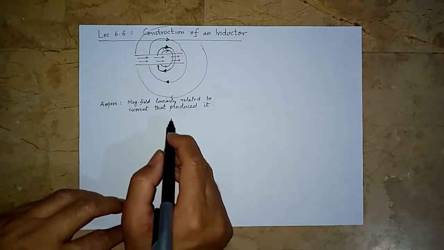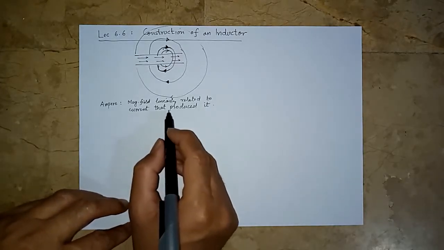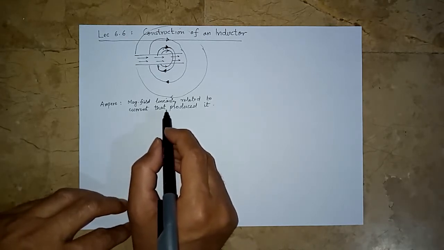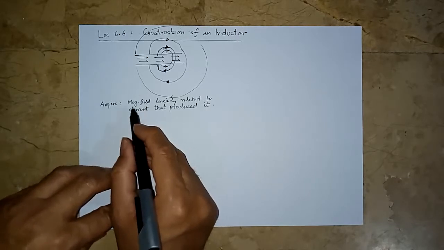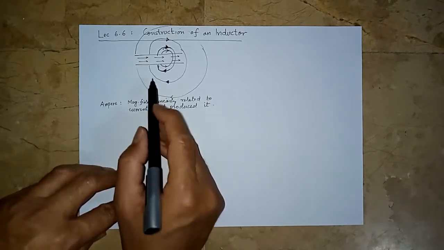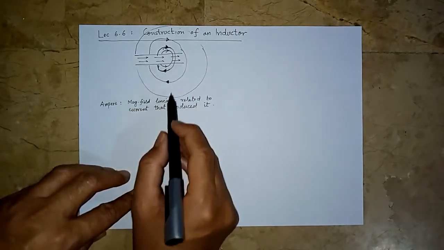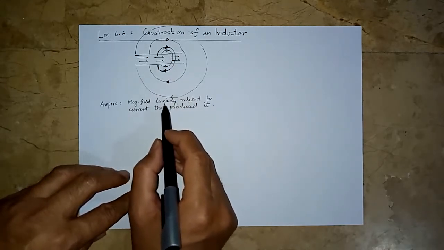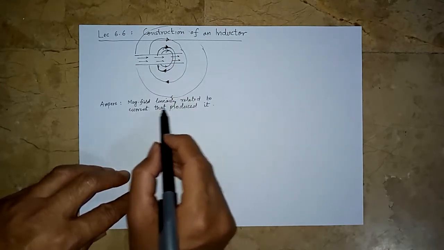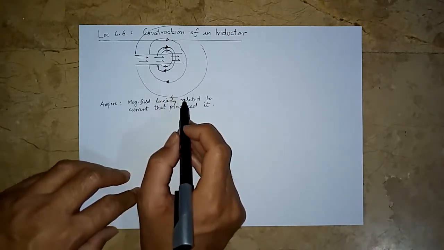So this text has not come out of the blue. Basically, the scientist Ampere found that a current carrying conductor creates a magnetic field around it, and he found that the magnetic field linearly relates to the current that produces it.